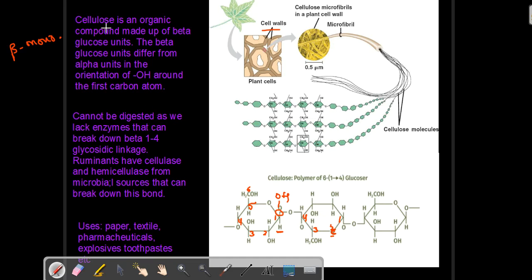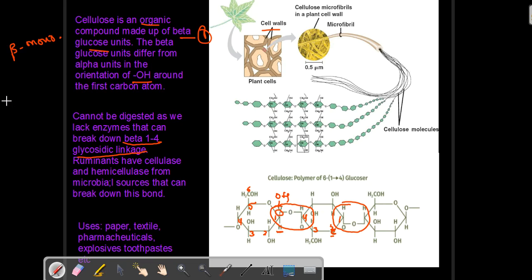Now, some important aspects about it. Cellulose is an organic compound made up of beta glucose units. We've done this, the first point that you must remember about cellulose. The beta glucose unit differs from alpha units in the orientation of the hydroxyl group. Now, cellulose cannot be digested by human beings or most animals. Why is it so? Because our digestive system does not contain any enzyme which can break the beta 1,4 glycosidic linkage. We do not have the enzyme to break this down.